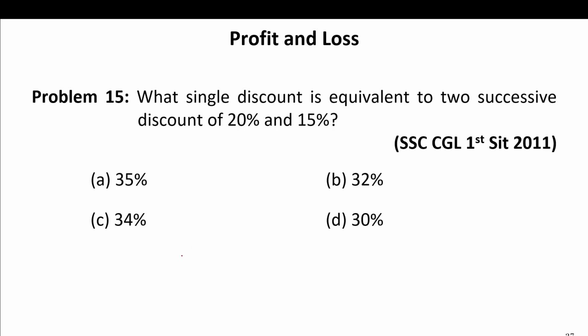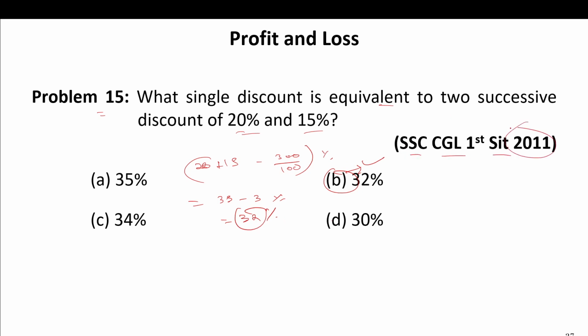Okay. Let's see problem number 15. So what single discount is equivalent to two successive discounts of 20 and 15? So it will be 20 plus 15 minus 20 into 15 by 100, this much percent. So this will be what? 35 minus 3 is equal to 32%. So B is the correct answer here. D, C, and A, these are all wrong answers.